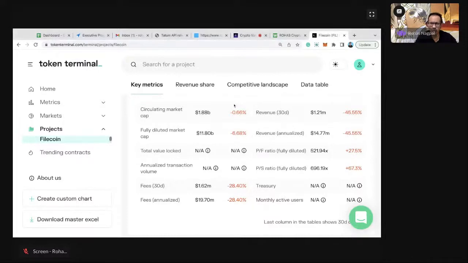So Token Terminal is one of the few sites that actually gives you very solid revenue information from the blockchains. So they are not going to any third parties. They're actually trying to get this information from the chain itself.